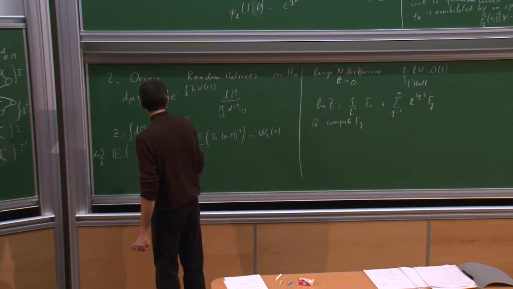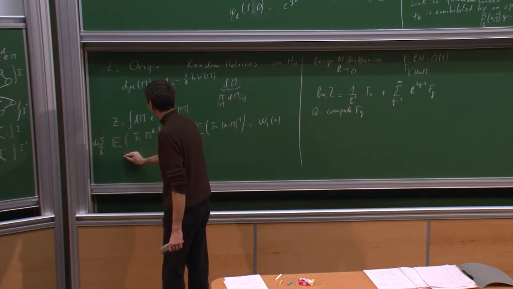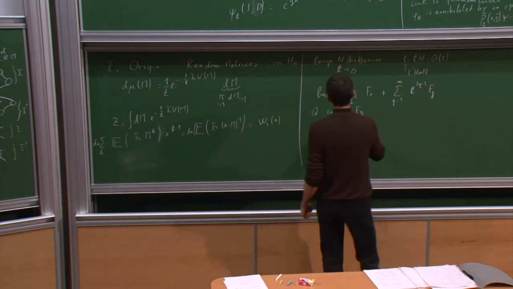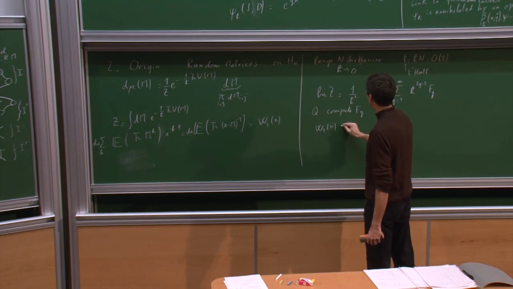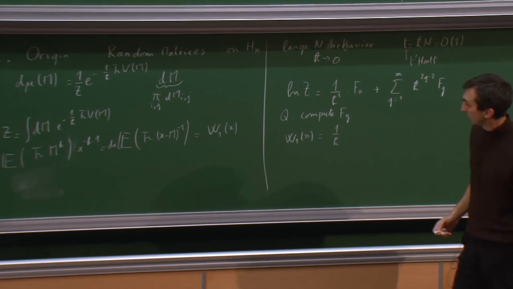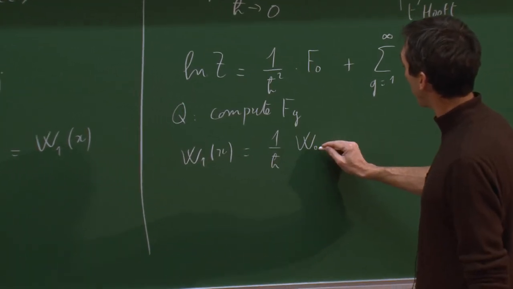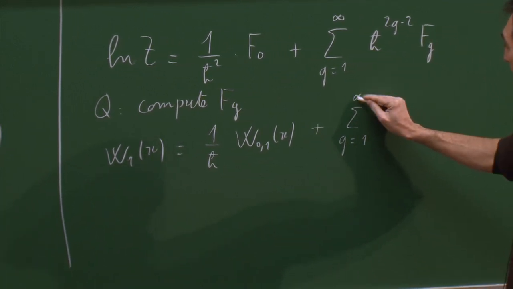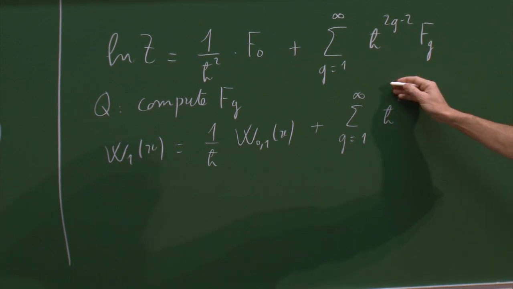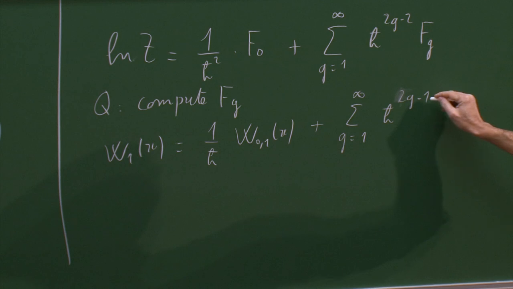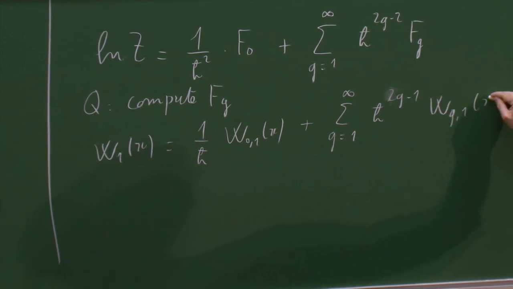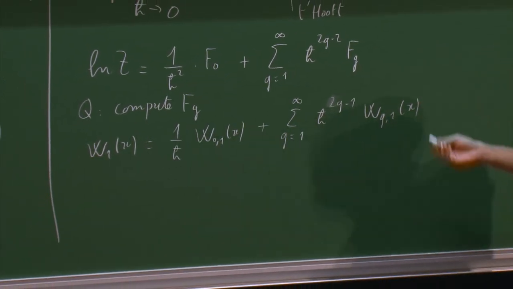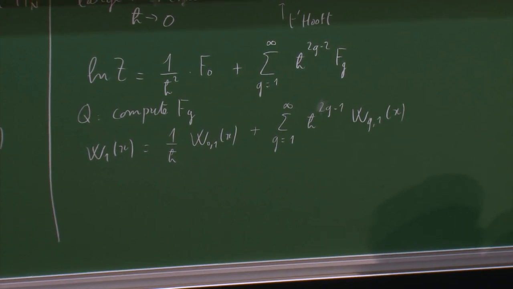So when you compute the spectral density, how does it behave in the large n limit? So in the large n limit, you will see that you will start with 1 over h bar, and let me call that W0 of x, plus, and again, there is a series expansion, sum over g equals 1 to infinity of h bar to the 2g minus 1, Wg1 of x. And people observe that each of those terms is an algebraic function of x.